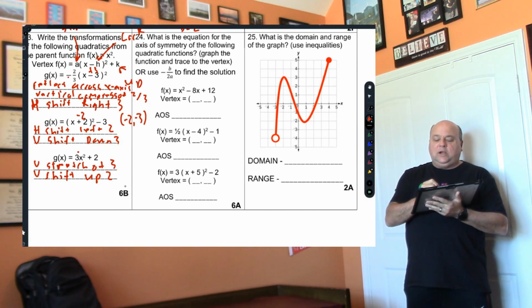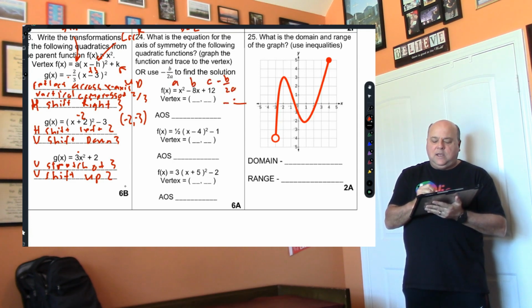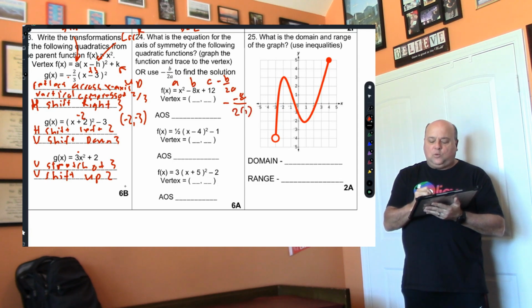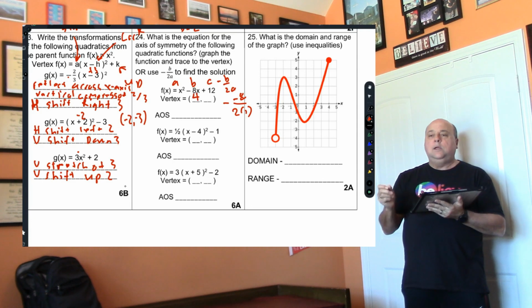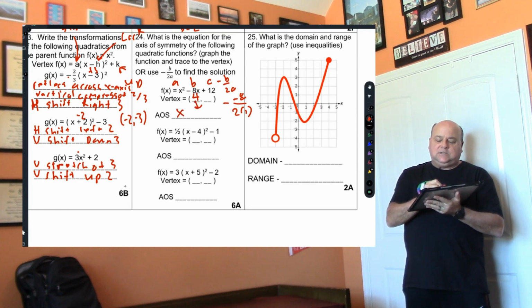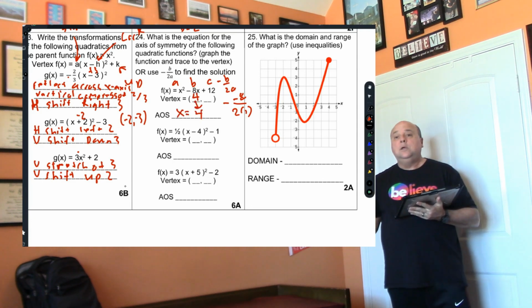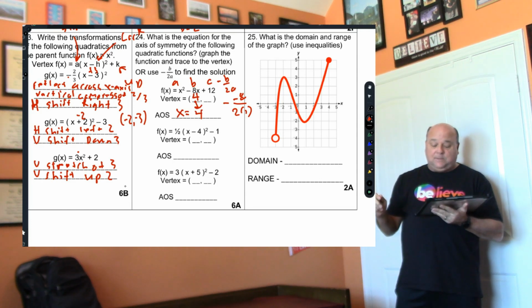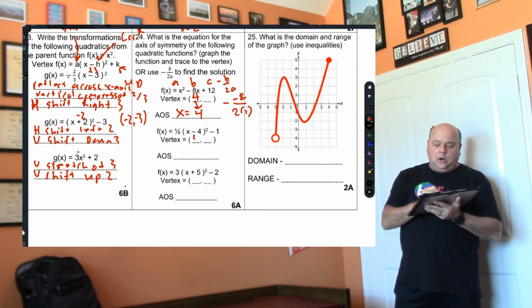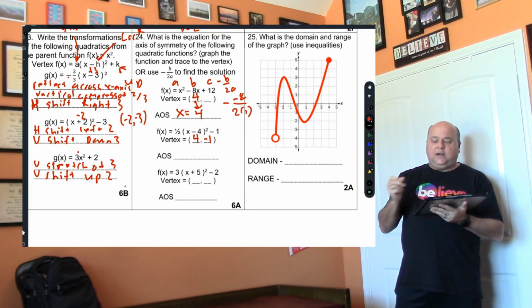Okay, technically you would graph this and get your vertex. I'm going to do -b over 2a. This is a, b, and c. So I got -8 over 2 times 1, and that's going to turn into a positive 4. This is going to be my axis of symmetry, x equals 4. So if you do -b over 2a, you will get your axis of symmetry. Right here, our vertex is 4, -1.